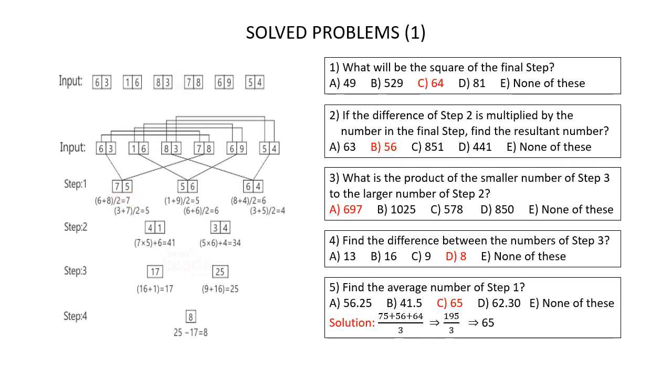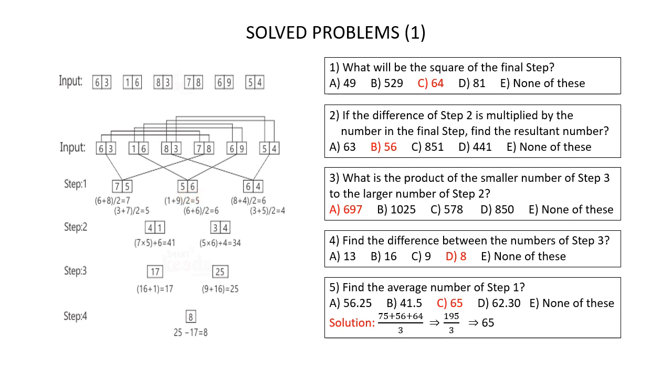Similarly, the second and the fifth numbers are connected to get the second number of step 1. So here 1 plus 9 is 10. 10 divided by 2 is 5. 6 plus 6 is 12. 12 divided by 2 is 6. So 56 is the second number of step 1.